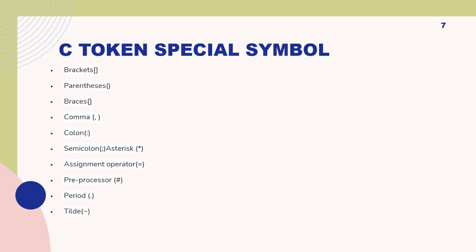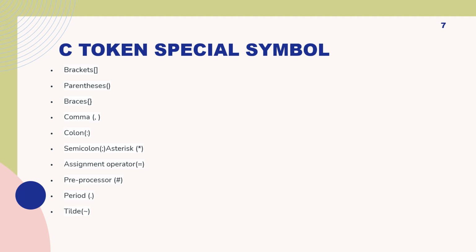So we have a number of special symbols. We have the brackets, the opening and the closing of the brackets, which are used as array element references. They indicate the single and the multi-dimensional subscripts, and then we have the parentheses, which are used to indicate function calls and function parameters. And then we have the braces, the opening and ending curly braces. They mark the start and end of a block of code which contains more than one executable statement.